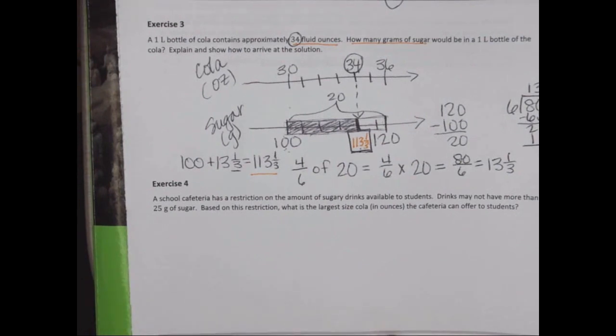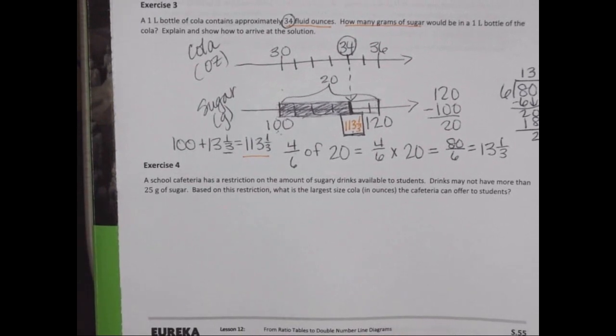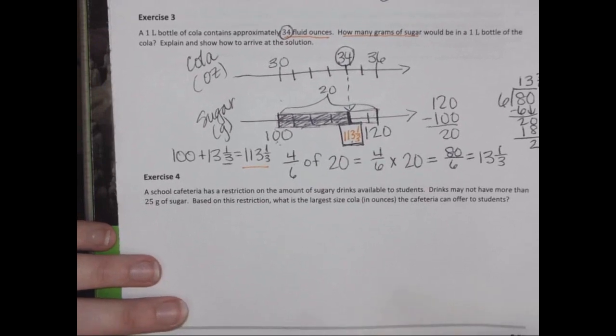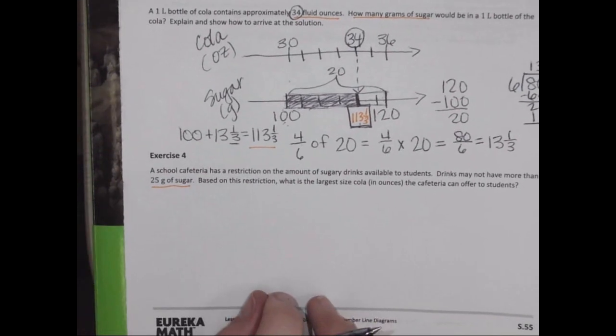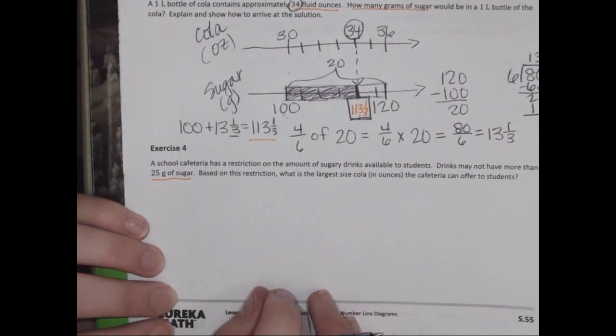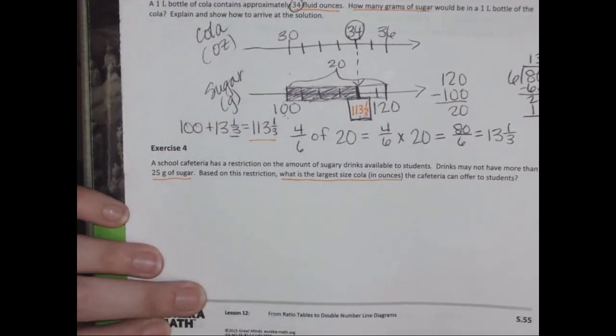Okay, exercise 4. Read it for us, Amaya. A school cafeteria has a restriction on the amount of sugary drinks available to students. Drinks may not have more than 25 grams of sugar. On this restriction, what is the largest size cola in ounces the cafeteria can offer the students? So how much sugar can a student have in their drink in the cafeteria, Coral? 25 grams. And how many ounces of cola is that? We don't know, right? What is the largest cola in ounces? That's what we have to find out.